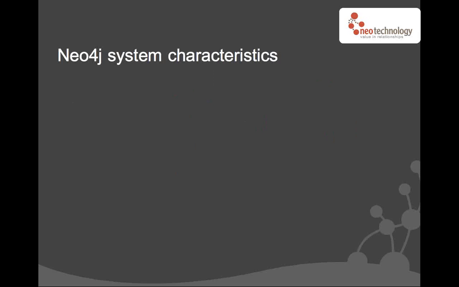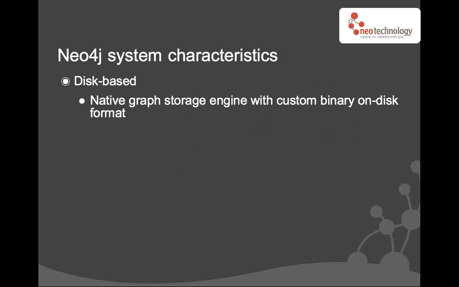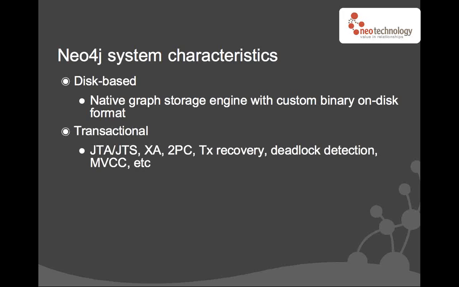Okay, a couple of notes on the system characteristics of Neo4j. It's completely disk-based. We've written our own native graph storage engine, which is completely oriented to be lightning fast at traversals. We're going to get into an example pretty rapidly. It's fully transactional. We mentioned this already, but I want to really drive this point home. We're completely XA compliant, which means that we can participate in transactions between Neo4j and an Oracle database, for example, which is an important point if you run enterprise class systems. We do deadlock detection, multi-version concurrency control, all that good stuff.